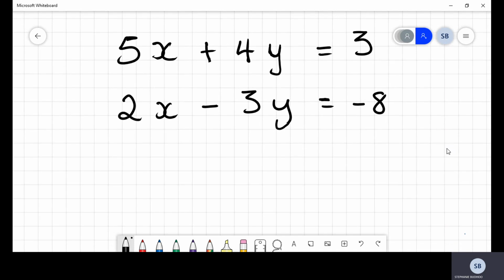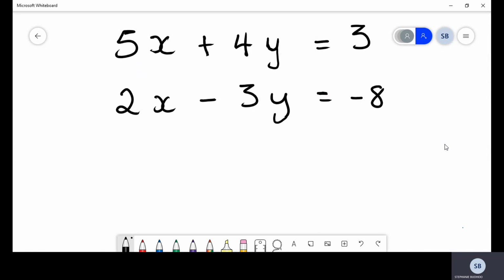Now, usually you can apply the elimination method or you can apply the substitution method. It's up to you. But here's a nice, simple trick for figuring out the value of x. Let's go.